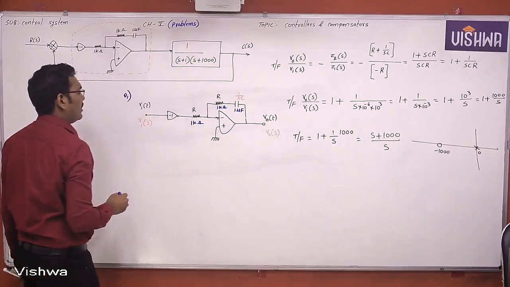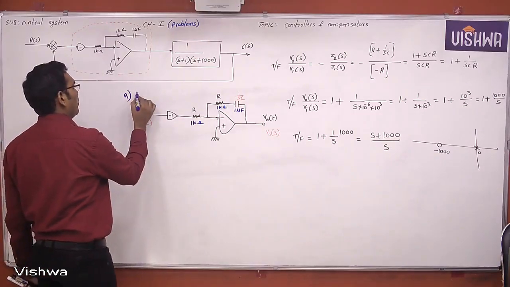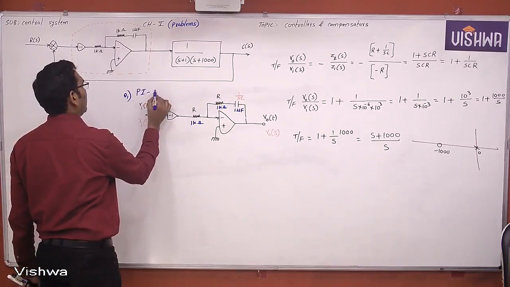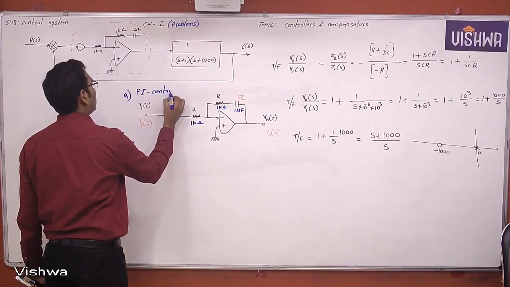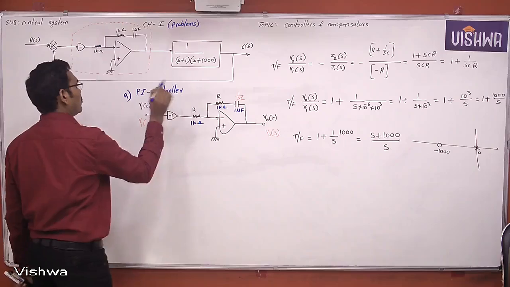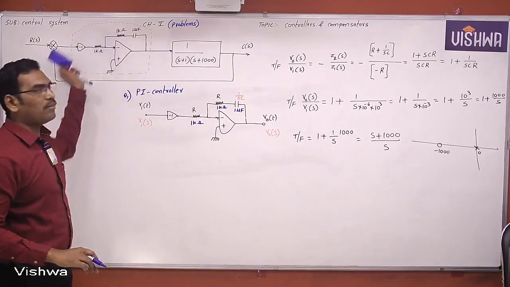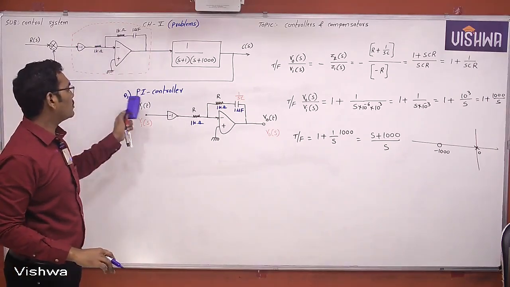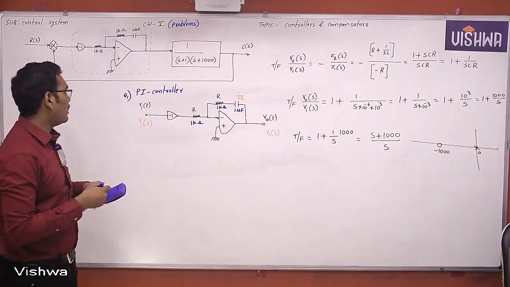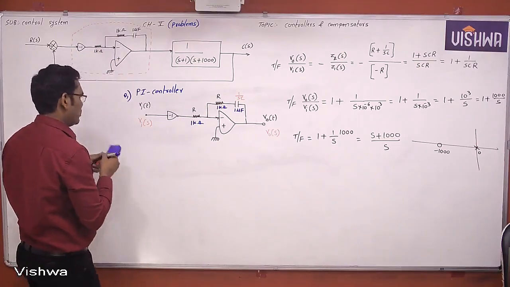Now, what is the question number 1 answer? The dashed line box belongs to the PI controller, proportional plus integral controller. This is the question number 1 answer. The dashed line box shown in the block diagram belongs to the PI controller. Am I not right? And what is question number 2?